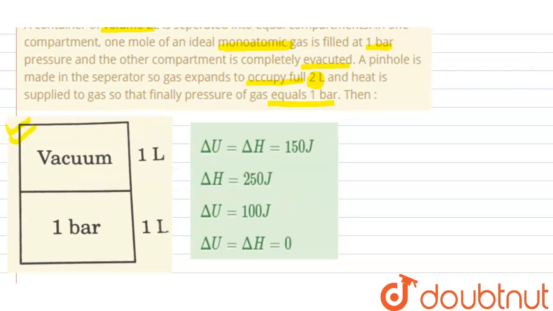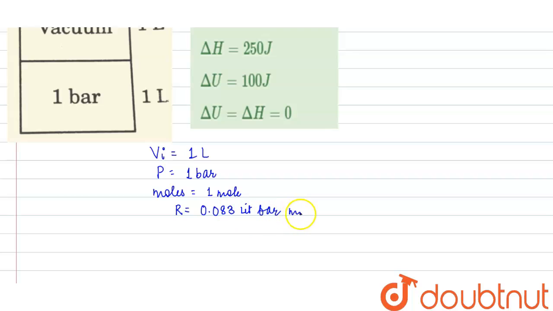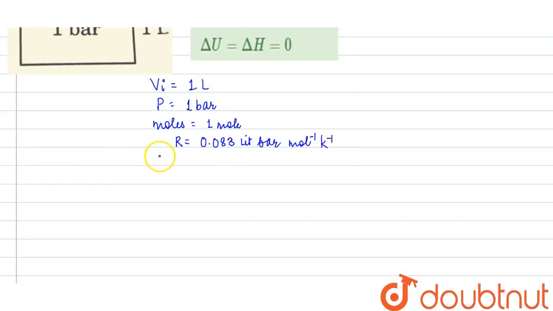According to the given situation, your initial volume will be equal to 1 liter, and initial pressure is 1 bar, and moles of monoatomic gas is 1 mole. We need to use the value of the universal gas constant as 0.083 liter bar mole inverse Kelvin inverse.